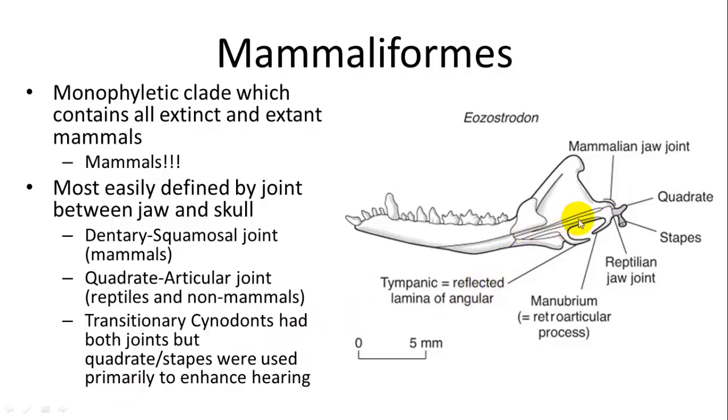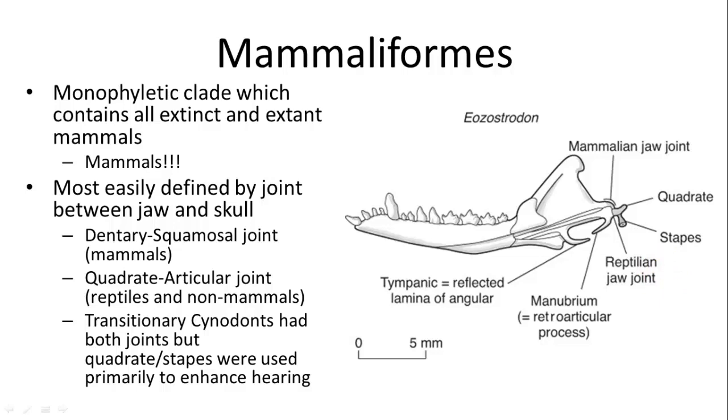You do have some transitionary cynodonts where we actually see both joints, the mammalian jaw joint and the reptilian jaw joint. But it appears that the reptilian jaw joint in these transitionary fossils had a reduction in these bones, quadrate and stapes, which were used for hearing, and the actual movement of the jawbone itself focused more on the dentary squamosal joint.